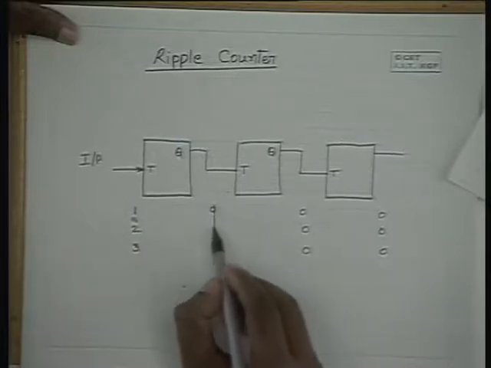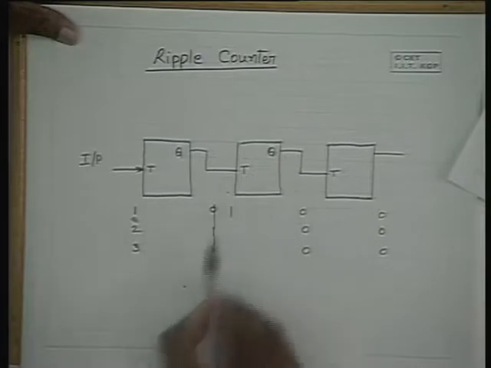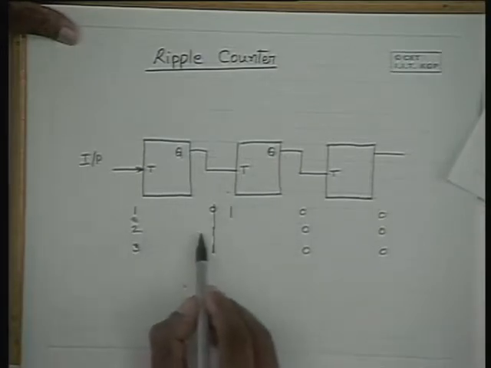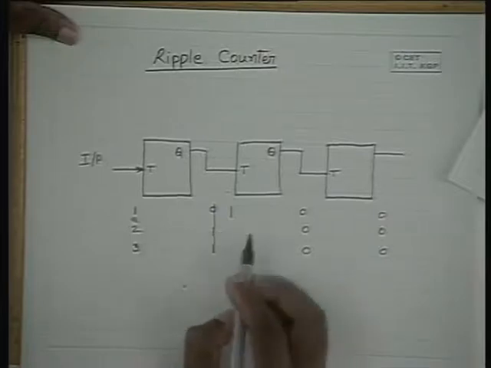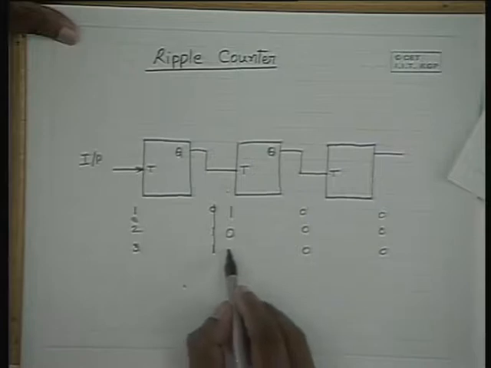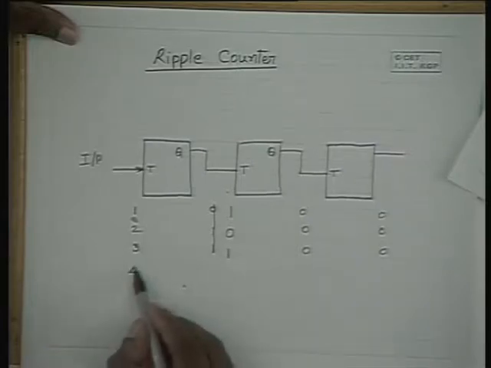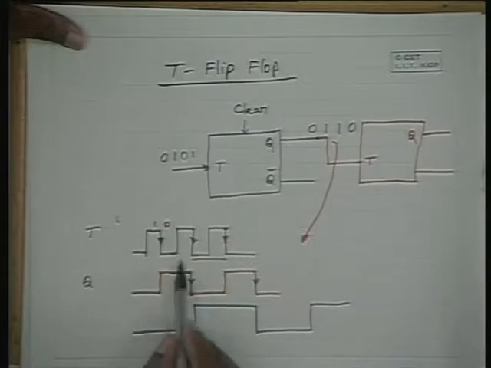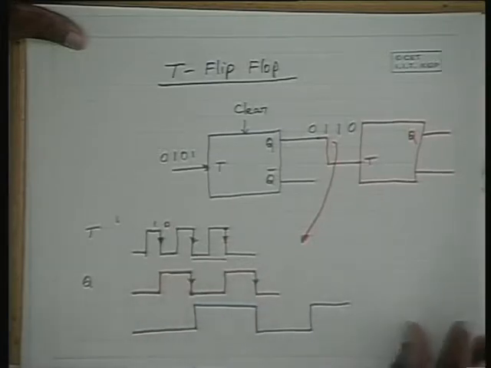So if I talk in terms of number of cycles, after the first cycle, this one will be a 1. After the second cycle, this one becomes a 0. And after the third cycle, this one will be 1. And after the fourth cycle, this one will be 0, and so on. So it works like this. After the first, it will become 1. After the second, it will become 0. After the third, it will become 1, and so on.